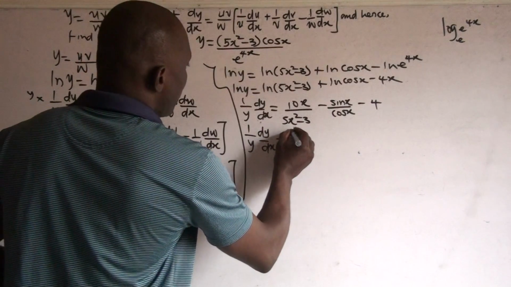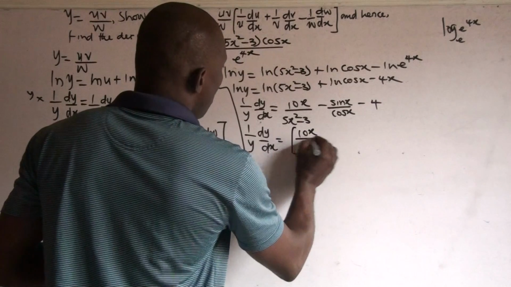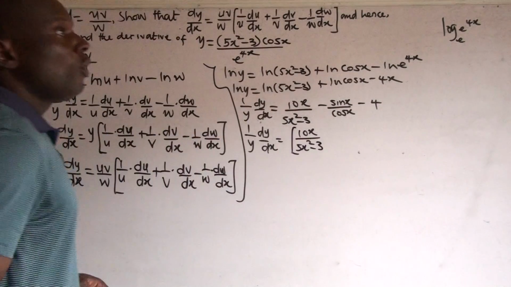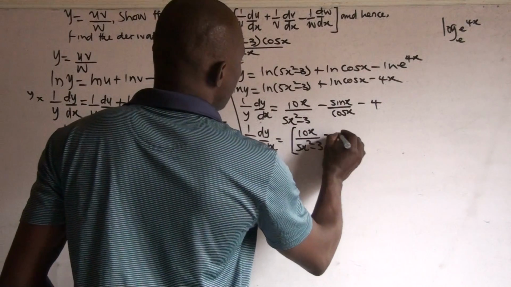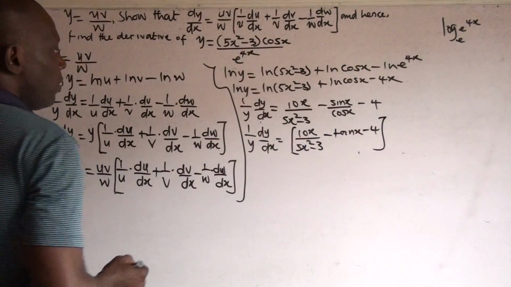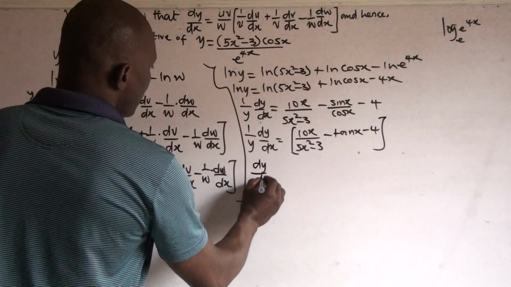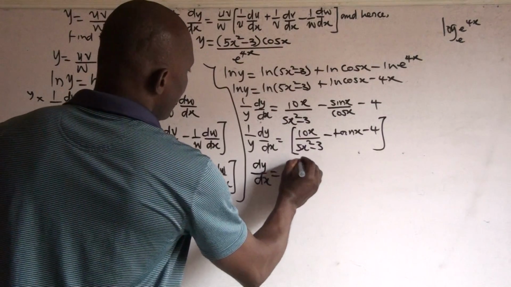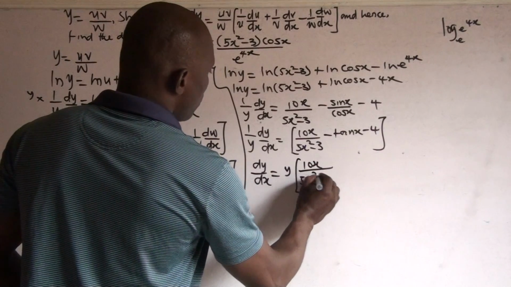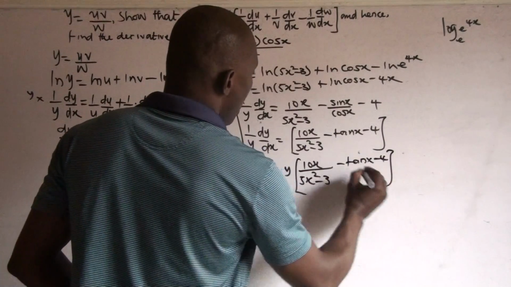Okay, so we continue here. 1 over y, dy/dx is equal to, we close our bracket first. Here we look at this, this is 10x all over 5x squared minus 3. Here sine over cos, we can also transform it to tan x, and this becomes tan x minus 4, we close our bracket. Recall that we're going to multiply both sides by y, so that our dy/dx becomes y into our 10x all over 5x squared minus 3 minus tan x minus 4, we close our brackets.